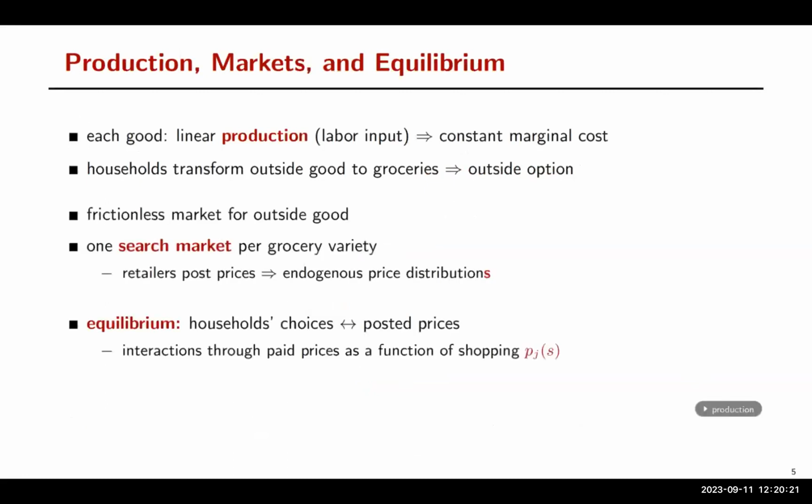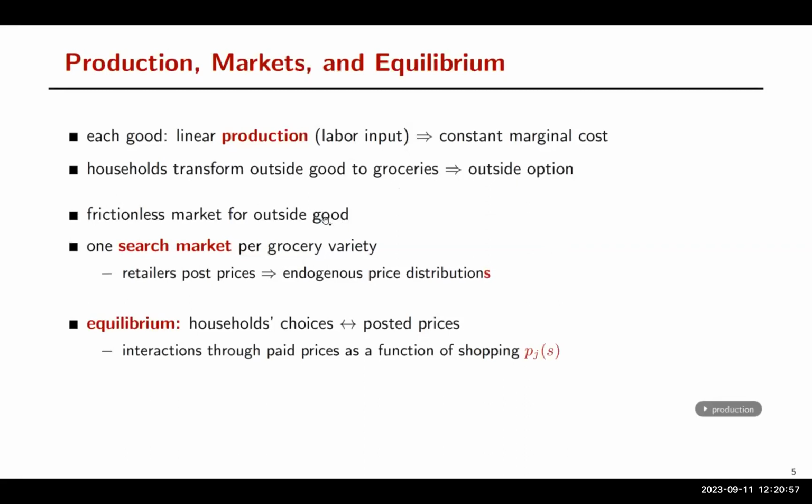Before I go into the search bit of the model, let me give you an overview of what the production side looks like. I'm going to take modeling the retail market very carefully. On the other side, I'm going to be very stylized on production. Every variety is going to be produced with a linear production technology, which gives us constant marginal cost for the retailers, so constant wholesale cost if you want. And households are going to have the ability to transform this outside good into grocery varieties, which is important because I'm going to use a Burdett-Judd framework, and you have to set the maximum willingness to pay, which is here determined by this outside option.